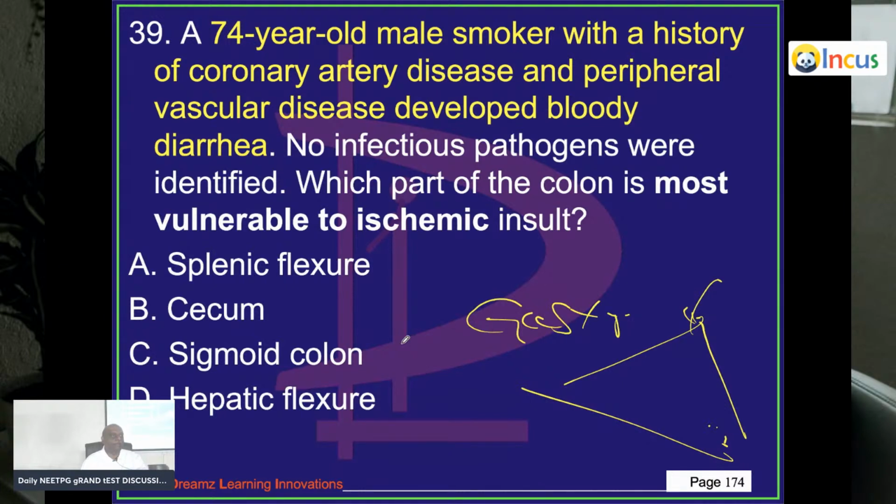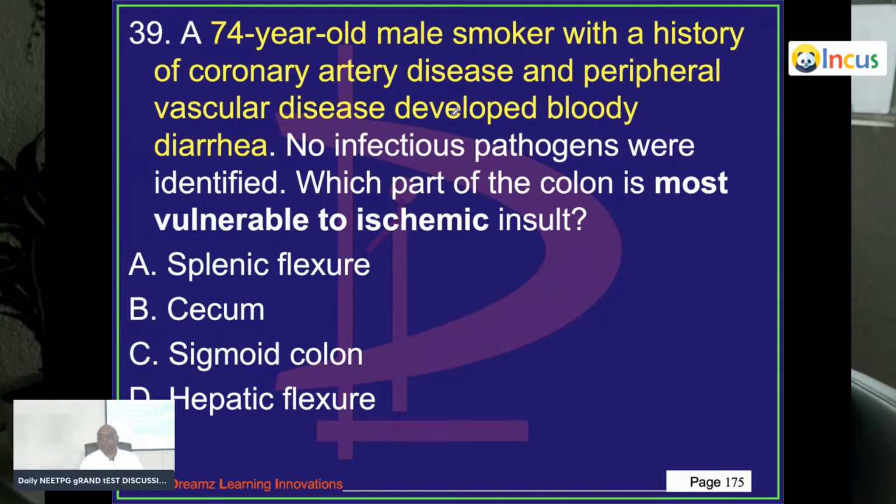Did you drink coffee? Is it hot only, right? A 74-year-old male smoker with a history of coronary artery disease. What is the most common vulnerable area for ischemia? Splenic flexure.